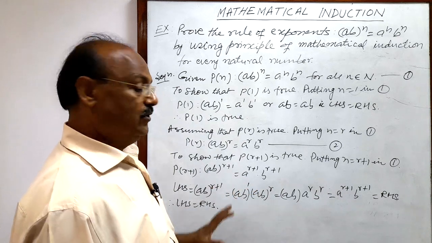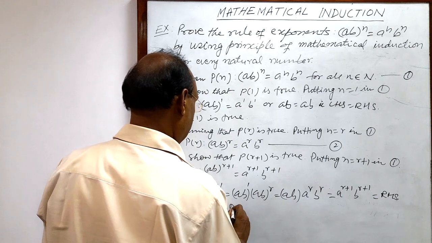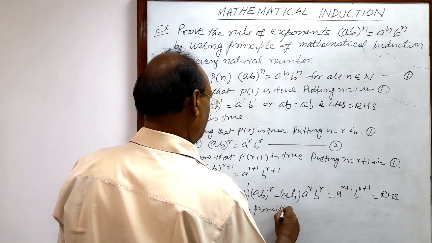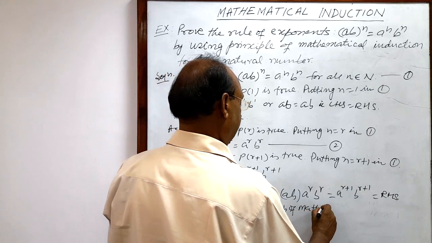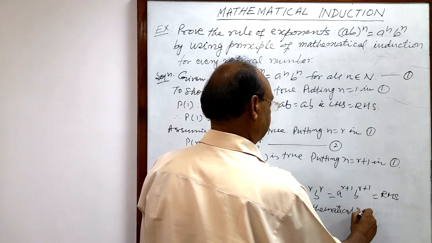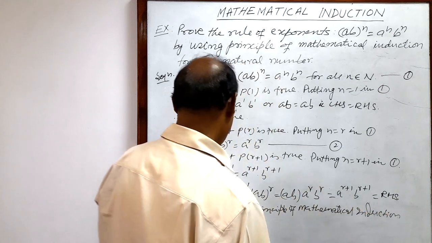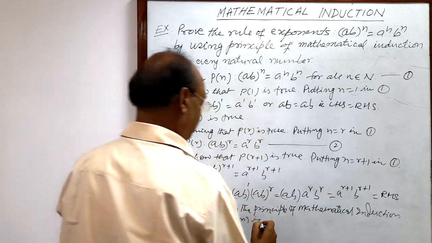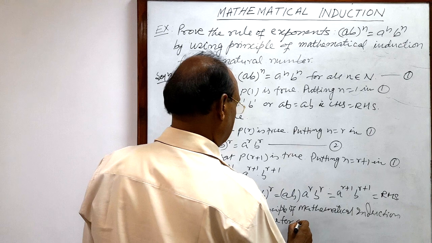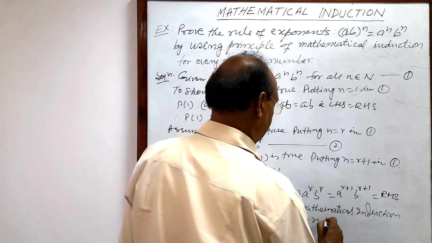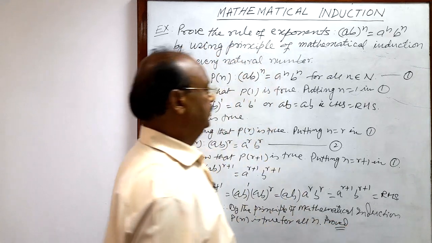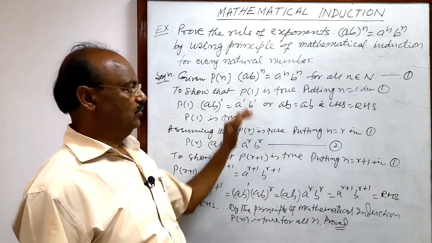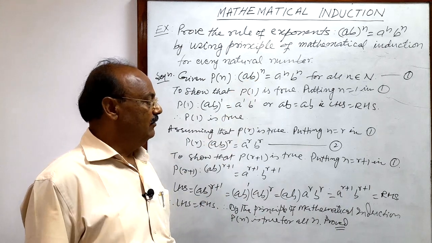And at the last, we have to write a one line statement here: therefore, by the principle of mathematical induction, Pn is true for all n. Pn means this statement is true, which we had to prove. Okay, so this is the proof of this question. Fine. So that's all about the solution of this question, and I hope that you have understood it very well.